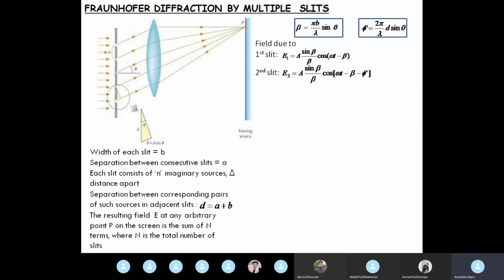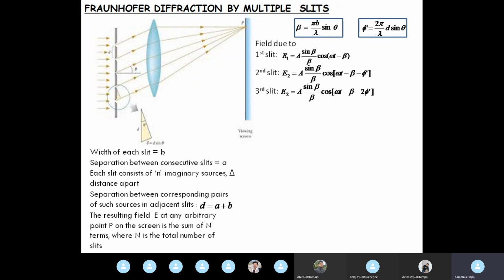And this is why I repeatedly told you that in order to do the multiple slit diffraction, you need to thoroughly go through your single slit and double slit diffraction discussions, because those are the two primary results that we will use in the discussion of multiple slit diffraction.